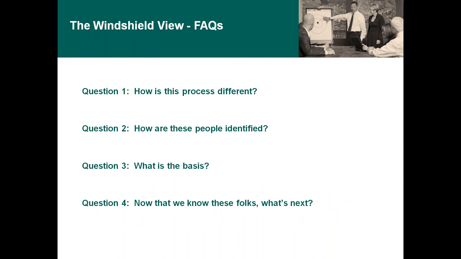As I go through this material, there are some frequent questions that run through people's minds as they're listening, and these might be running through your mind. One is, how is this process different than other strategies that are in place? How are people identified? What is the basis for identification? And the most important one is, now that we know who these folks are, not you specifically, the employer, but somebody knows who they are, what do you do with them? What can you do to manage them to lower cost and get better outcomes? I'm not going to address these right this second, but my hope is that as we go into the next section, some of these answers will become clearer.